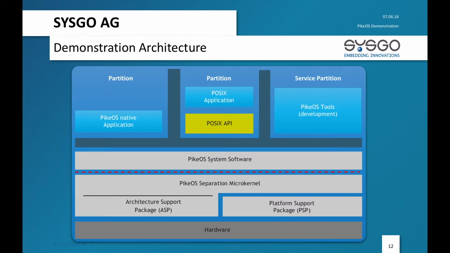So the setup that we'll do today during this demo is the following. We'll have, of course, the PikeOS kernel, and on top of that, three different partitions. The service partition is here in order to run some debug tools. The two other partitions next to it, the PikeOS native as well as the POSIX, are real applications. They will be simple applications, but real applications. And the goal of PikeOS is, of course, to create a separation between these different partitions, so you will have no influence between the different partitions.